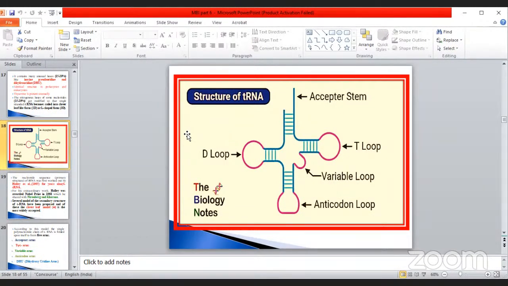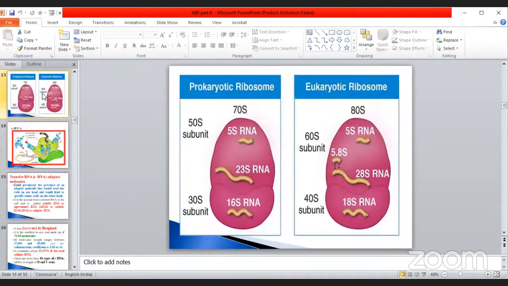Already we discussed ribosomal RNA, isn't it? What are the two types of ribosomes? Already you know about prokaryotic ribosomes and eukaryotic ribosomes: 70S and 80S, each with two subunits. The 70S divides into 50S and 30S. The 80S divides into 60S and 40S. Which one is larger? This one is the large one. Here two RNA molecules are there, here three RNA molecules are there. Already we discussed these things also, isn't it?